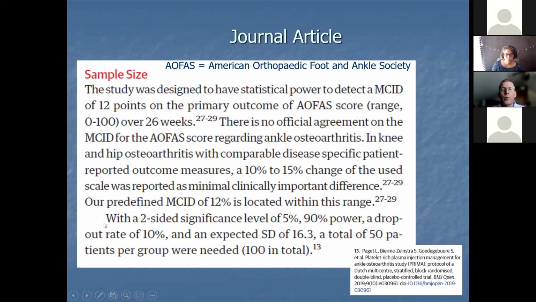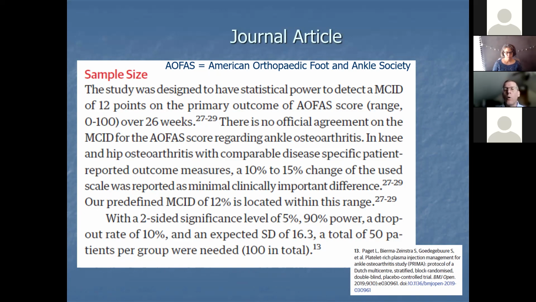And then in this sentence, what they say is with a two-sided significance level of 5% or 0.05, under 90% power, a dropout rate of 10%, that's that sixth step, okay, an expected standard deviation, sigma, of 16.3 percentage points, they're saying that that leads to a sample size calculation of 50 patients per group, which would be 100 in total. So they're assuming the same sample size, or balanced allocation.